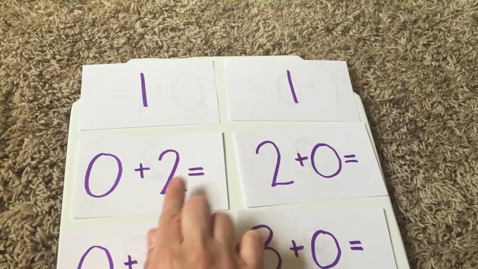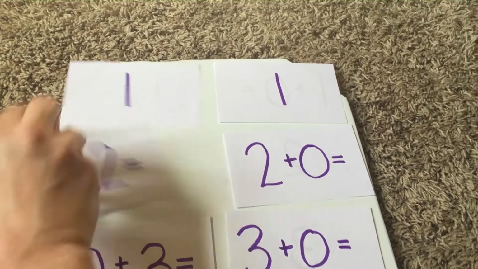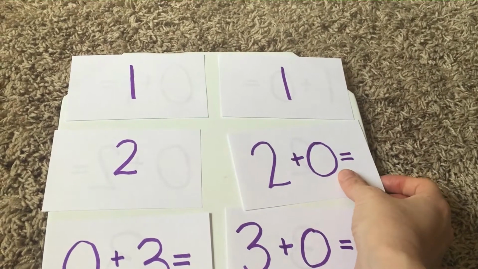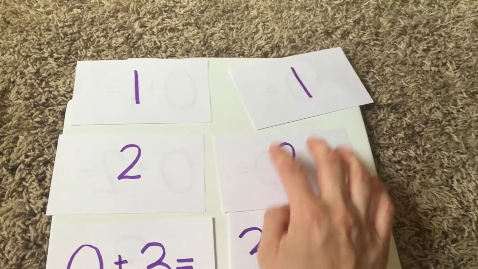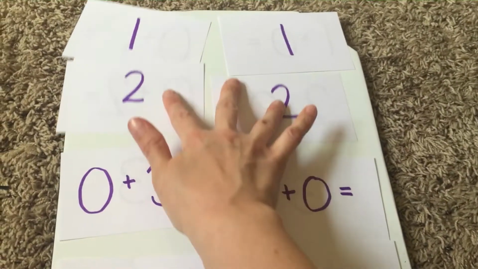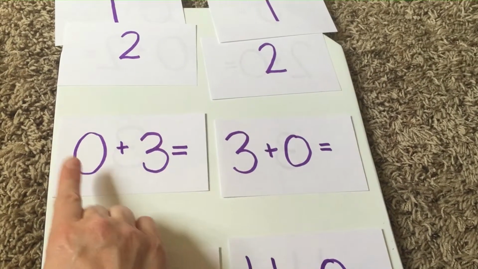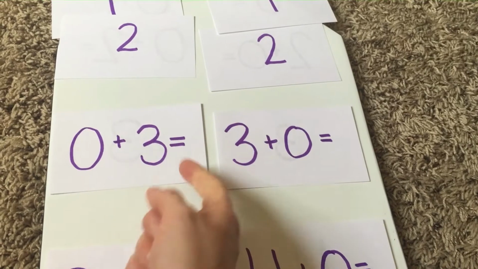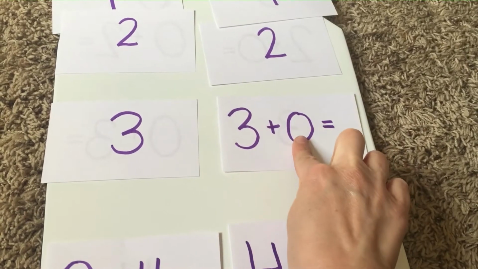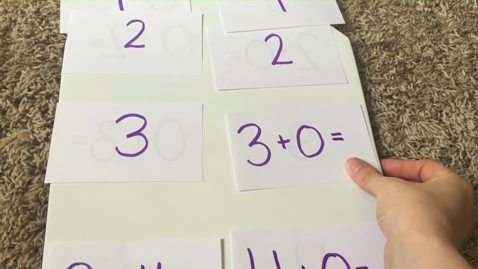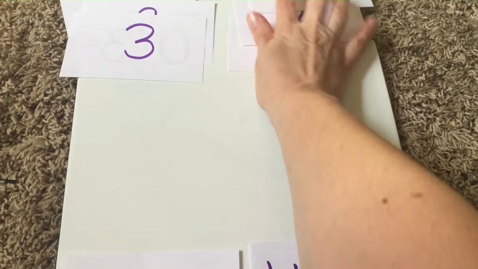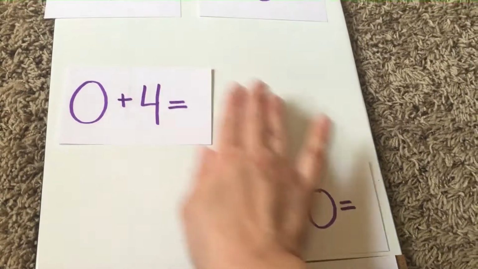Let's try this one. 0 and 2 more is the same as 2. 2 and 0 more is the same as, again, 2. The numbers were just flip-flopped. Let's try these. 0 and 3 more. You're right, that's the same as 3. 3 and 0 more is the same as 3. You're right again. When we're adding 0, we always just have the number we started with because 0 means we're not adding any more.